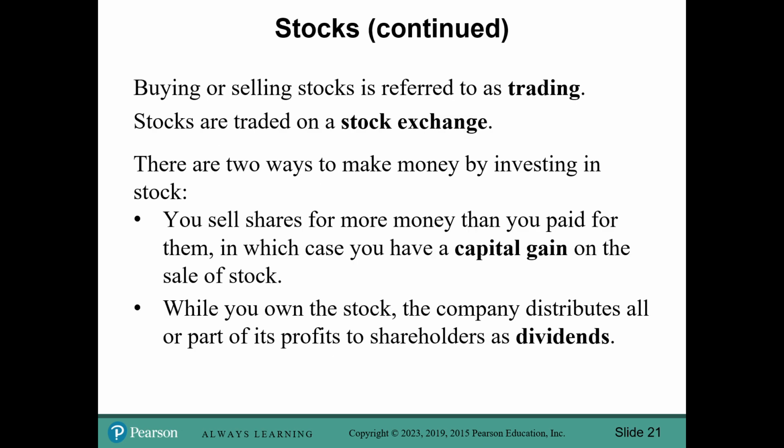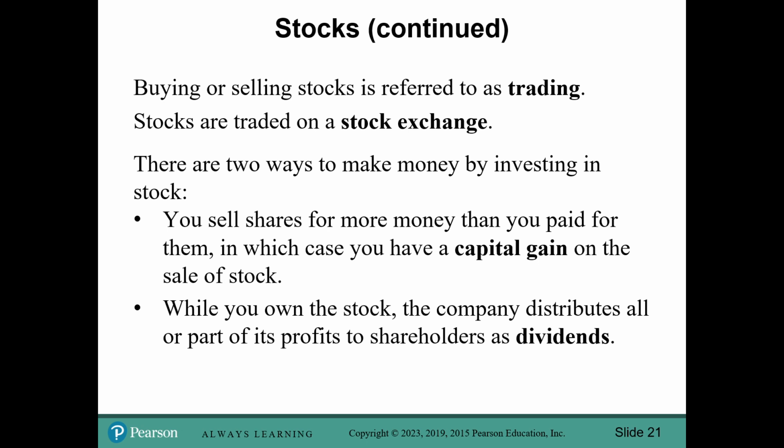Buying or selling stocks is referred to as trading. Stocks are traded on the stock exchange. There are two ways to make money by investing in stock. You sell shares for more money than what you paid for them, in which case you have a capital gain on sale of stock. While you own the stock, the company distributes all or part of its profits to its shareholders as dividends.